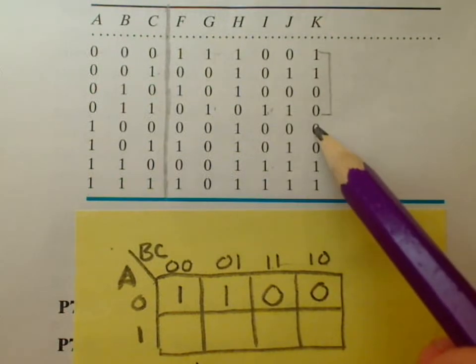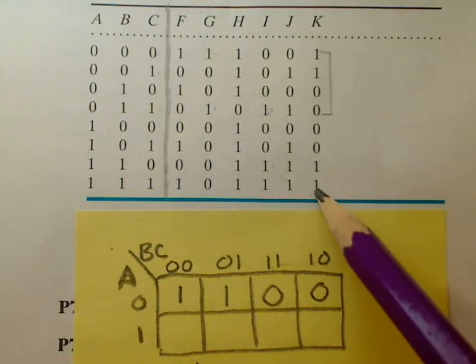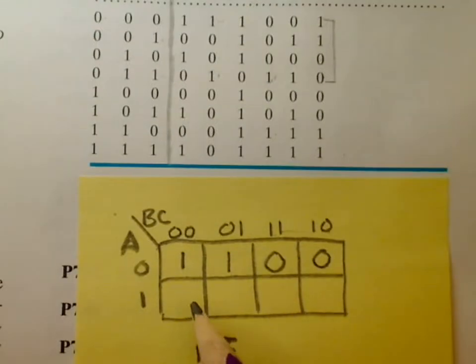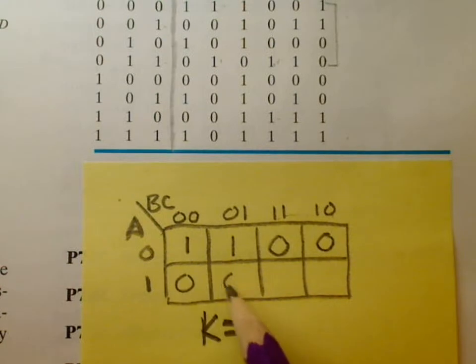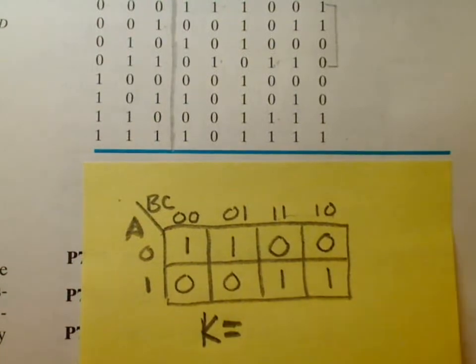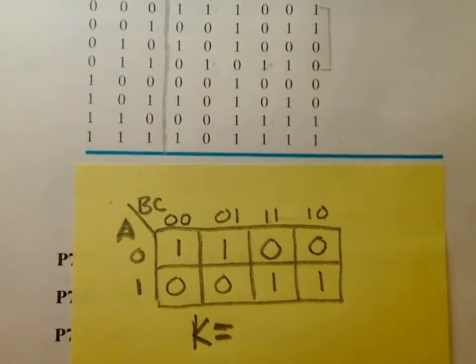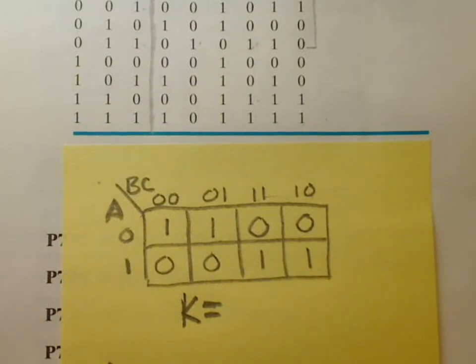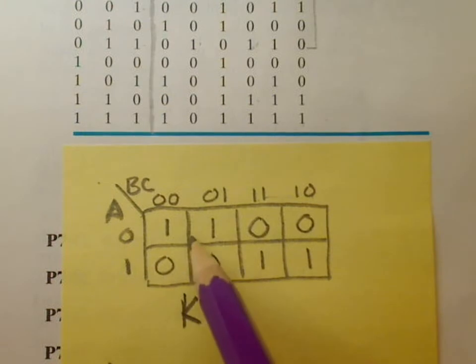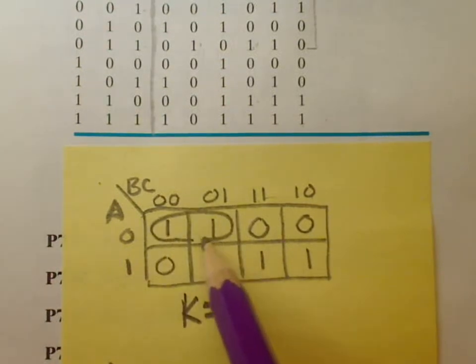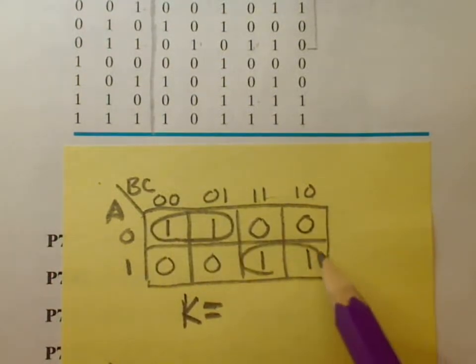Similarly, we have 0, 0, 1, 1, and that goes 0, 0, 1, 1. Now to come up with a simple equation for this, we can circle groups of 2. So in this case, we circle a group of 2 like that, and a group of 2 like this.